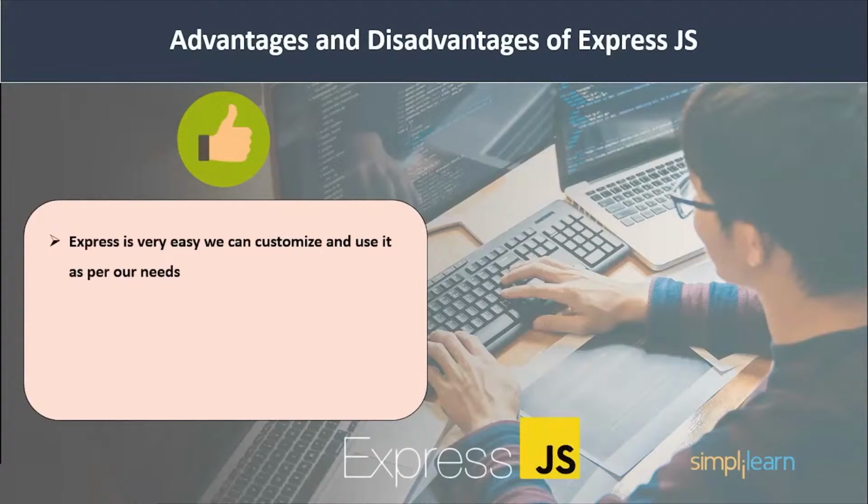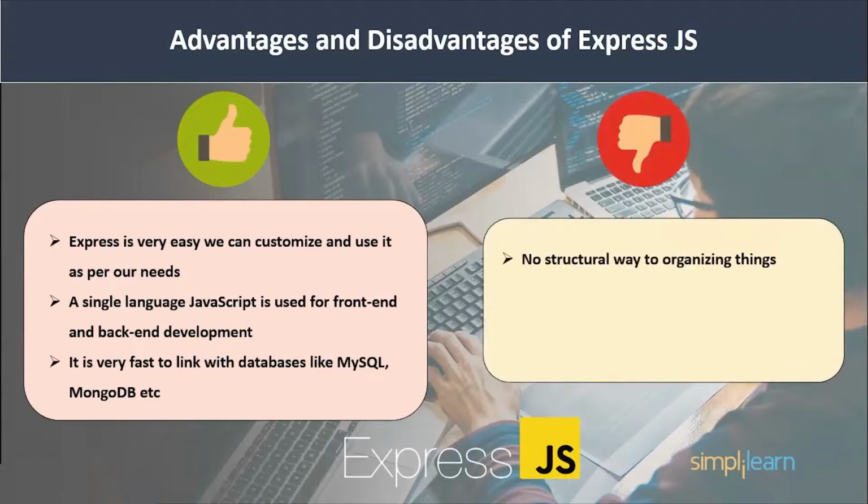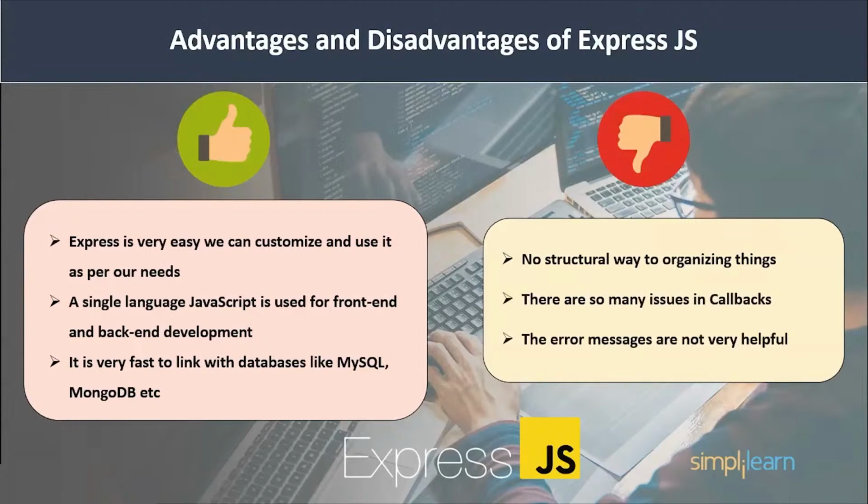Express is unopinionated and we can customize it and use it as per our needs. As it is written in JavaScript, a single language is used for front-end and back-end development. Express is fast to link with databases like MySQL, MongoDB, etc. Let's see the disadvantages. The disadvantage of Express.js is that there is no structural way to organize things. Sometimes the code becomes non-understandable. There are so many issues with callbacks. The error messages that come up are very challenging to understand.